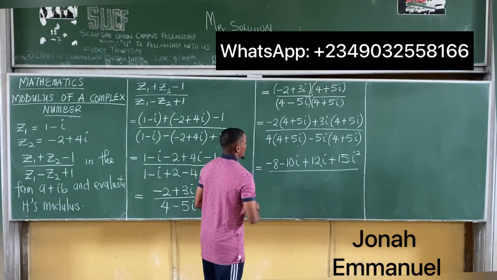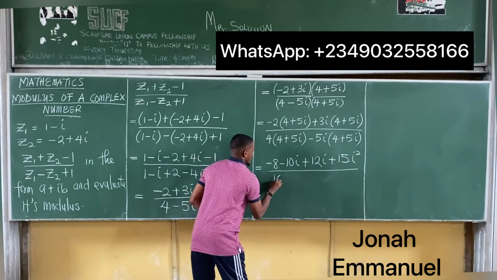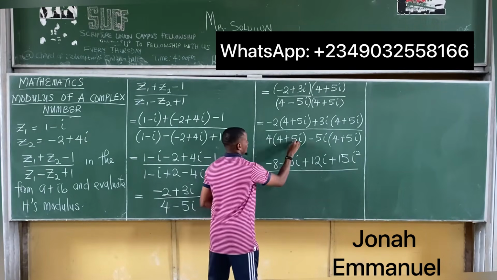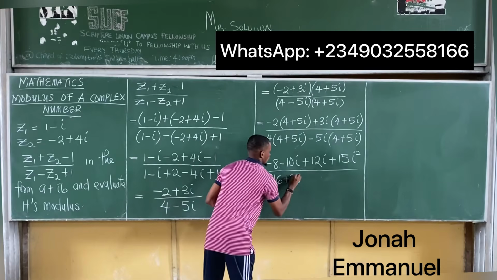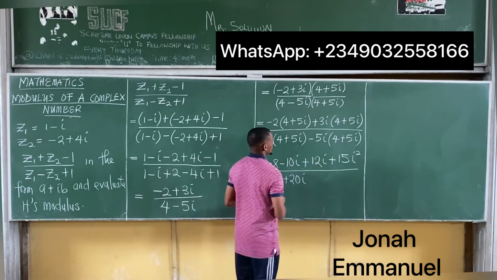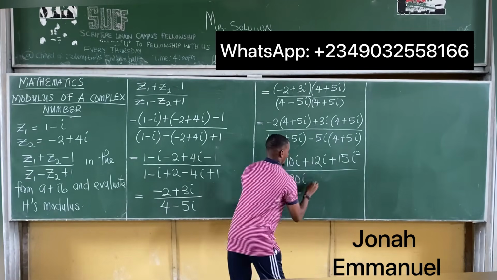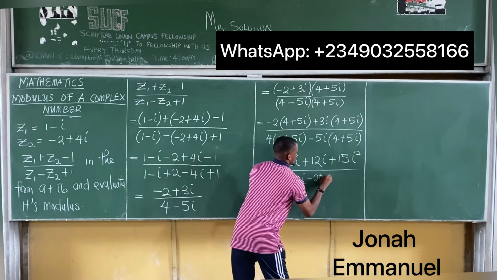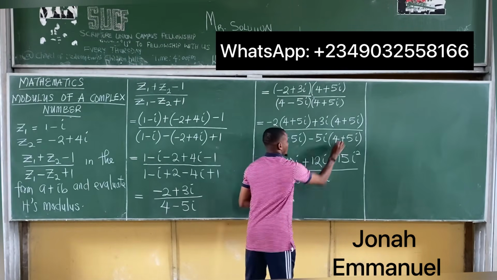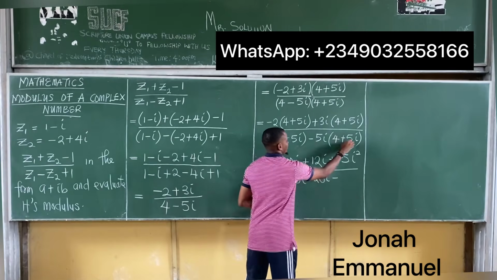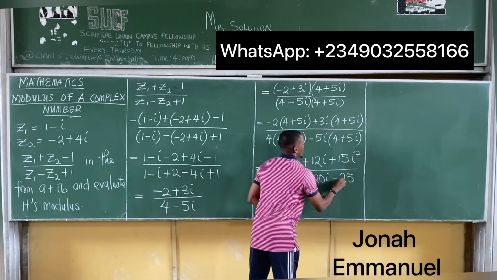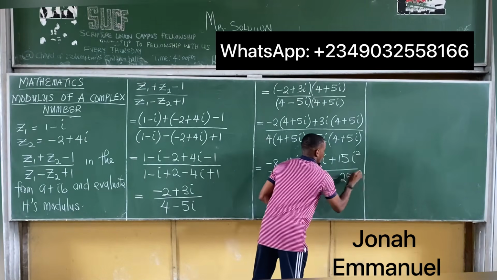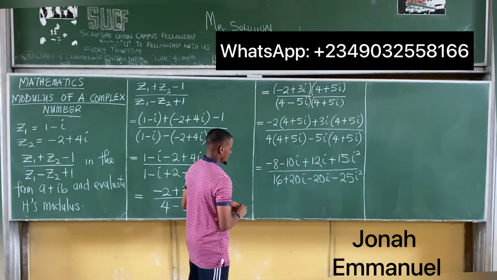For the denominator, we have 4 times 4, 16, 4 times 5i gives you 20i, minus 5 times 4 is minus 20i, minus times plus is minus, 5 times 5, 25, i times i is i squared. So I have this. So work on this.